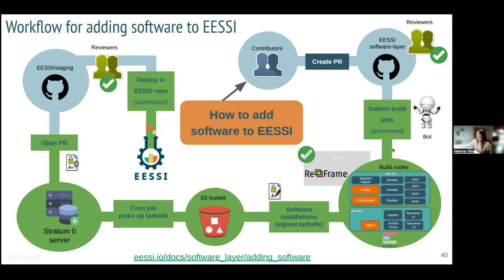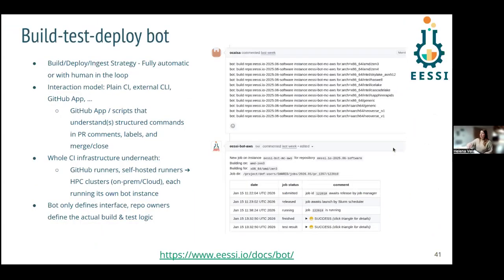So about this bot, it's fully automatic, but it requires a human instructing it, which means that, okay, it's better with the example here. This is a screenshot from a real PR. One of the reviewers said, bot, please build for this repository, under this cluster we have, for these architectures, and it lists the architectures it wants to build for.